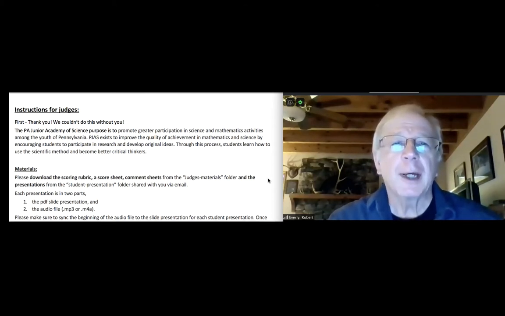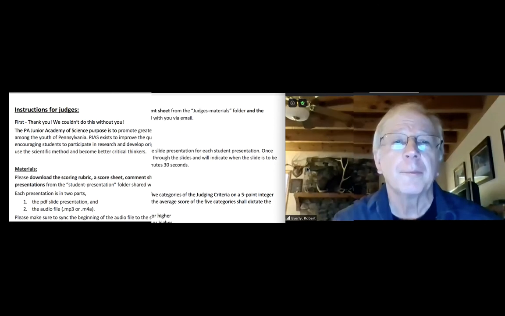The Pennsylvania Junior Academy of Sciences' purpose is to promote greater participation in science and mathematics activities among the youth of Pennsylvania. PJAS exists to improve the quality of achievement in math and science by encouraging students to participate in research and develop original ideas. Through this process, students learn how to use the scientific method and become better critical thinkers.